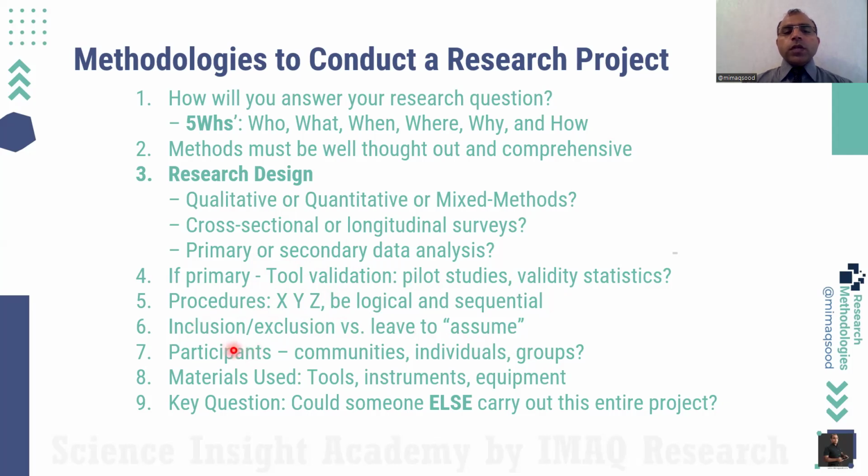You should describe what you are including in your research proposals and what you are excluding. You should not say, I assume these things, I assume these things. Don't focus on this. Pay some attention to who is being targeted, as we discussed. You should describe the participants, the communities, the individual groups, and what type of materials you are using. Are there specific tools, instruments, or some kind of equipment? You should have some key questions also. For example, if you are not going to do this geography project, could someone else carry out the entire project?